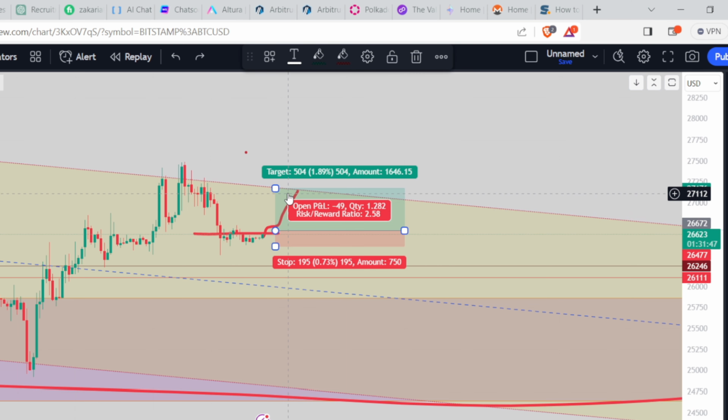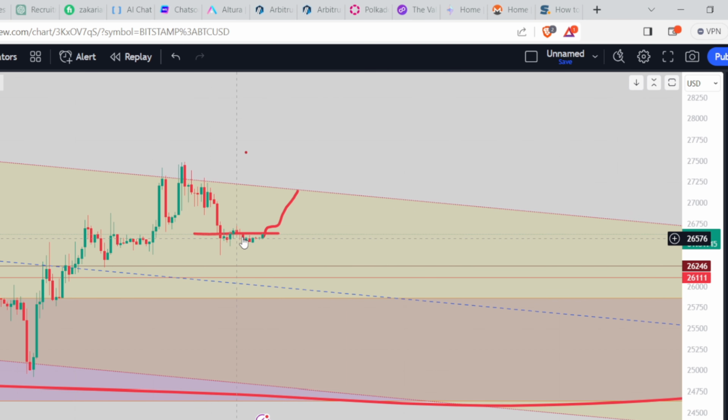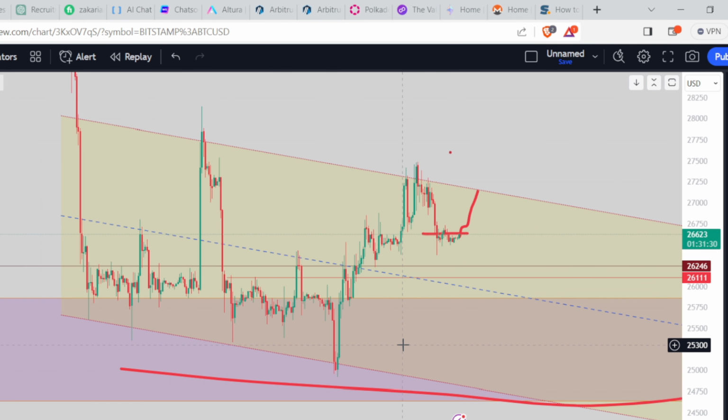And if you see this rally up to 27k and it gets rejected here, then you need to prepare yourself to see a dump towards the 25k again. That is my honest opinion on the short term.